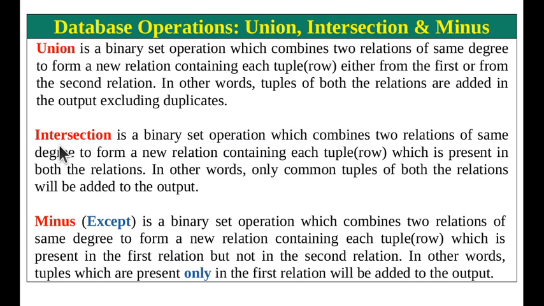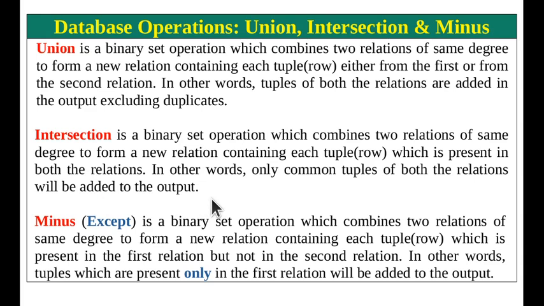Intersection operation. Intersection is a binary set operation which combines two relations of same degree to form a new relation containing each tuple or row which is present in both the relations. In other words, only common tuples of both the relations will be added to the output.